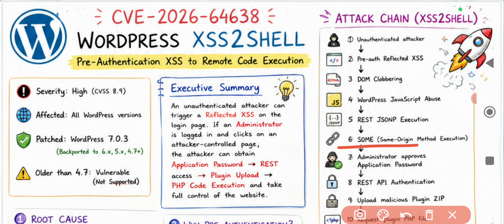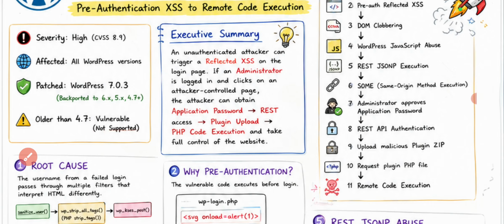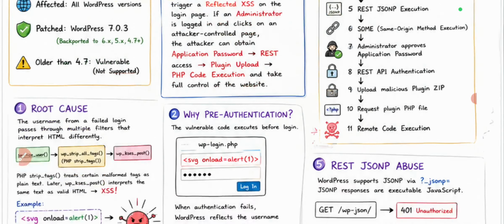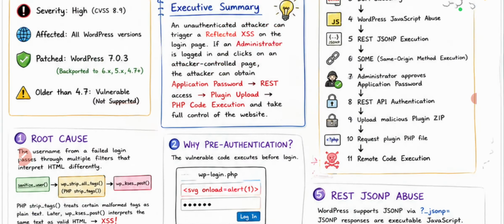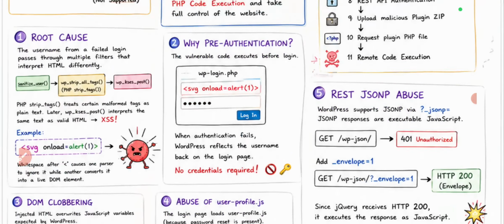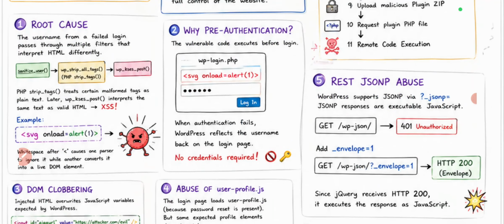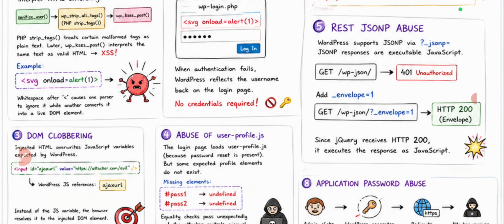The sixth phase of the attack chain is same-origin method execution. The administrator approves the application password, then it resets the API authentication, uploads the malicious plugin, and requests the plugin file. Then remote code execution. This is the attack chain involved. Then the discussion regarding the root cause: why pre-authentication, DOM clobbering, and fourth, abuse of user profile.